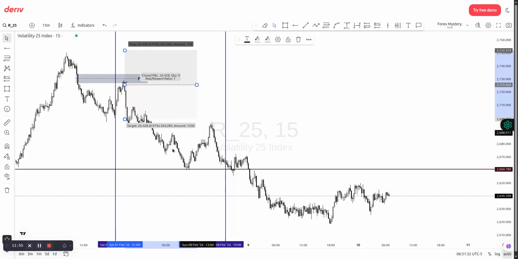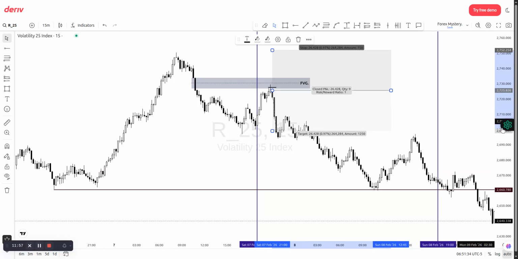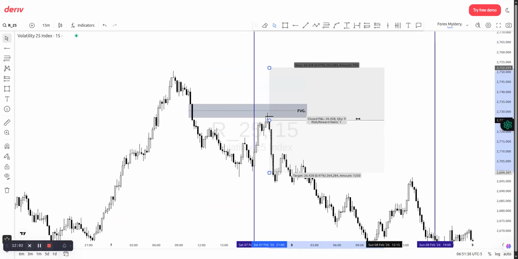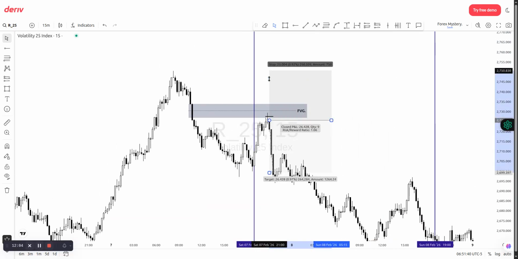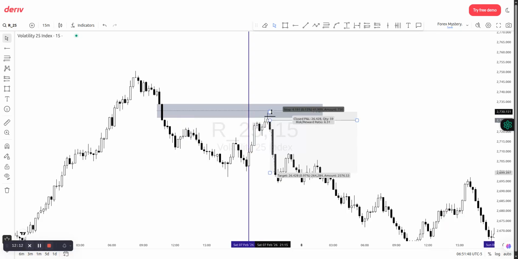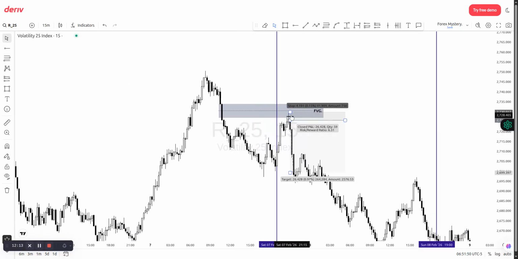Now, how am I going to do it? Take a short position. Your stop loss is not going to be at this point. It has to be at that rejection high. That rejection high is where your stop loss should be. Your stop loss can't be wide.